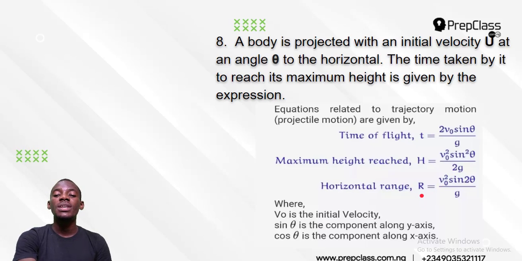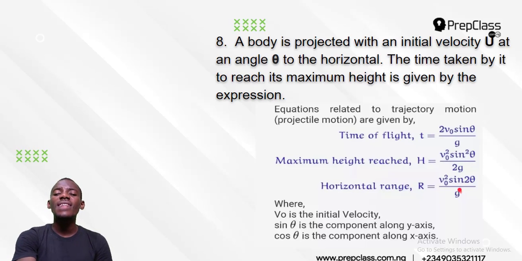And the last one is range. Okay, u squared sine 2 theta. Actually, H is u squared sine squared theta over 2g, while my range is u squared sine 2 theta over g. These are the three formulas that surround projectile questions any day, any time.